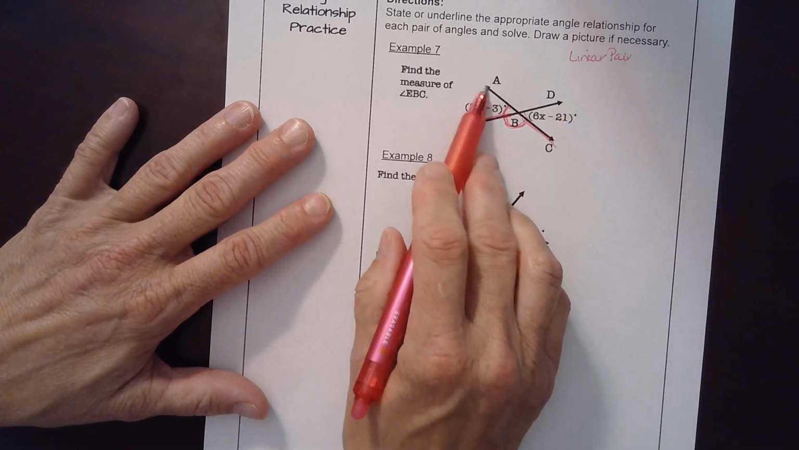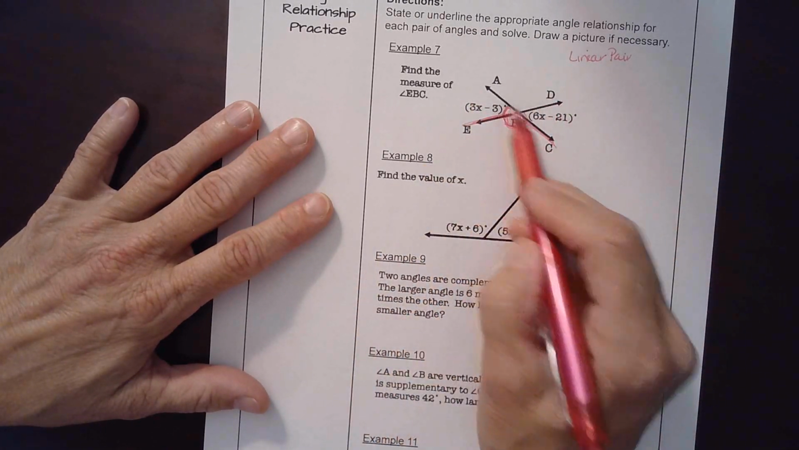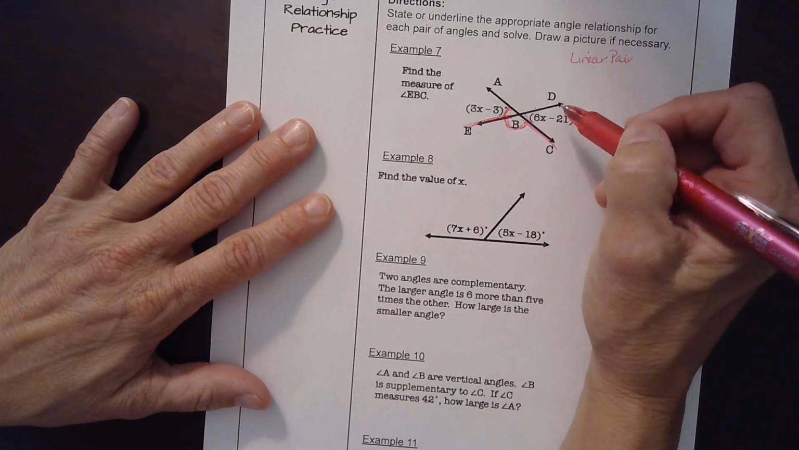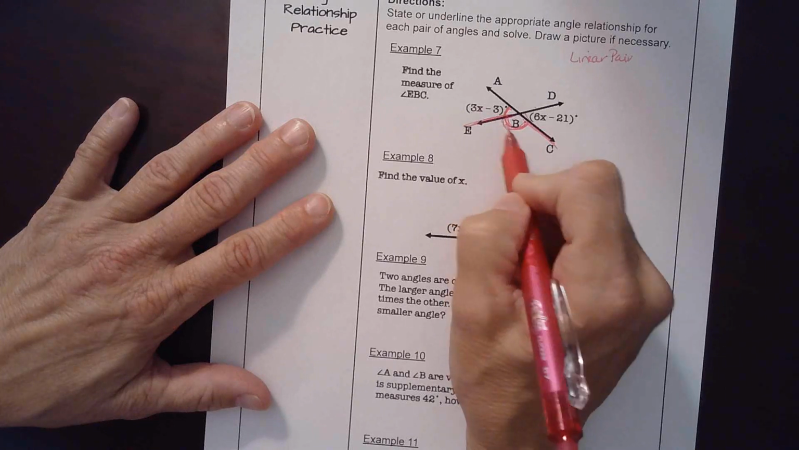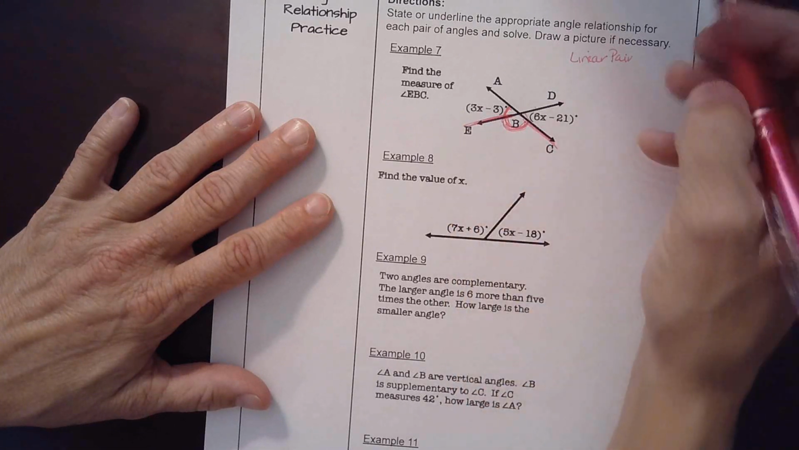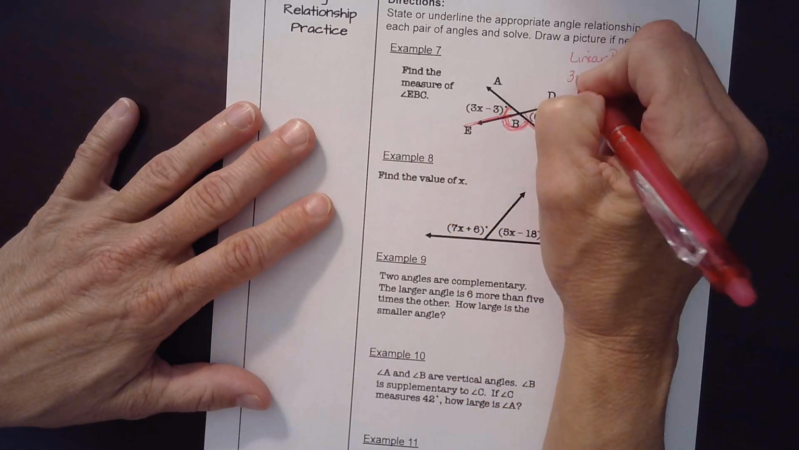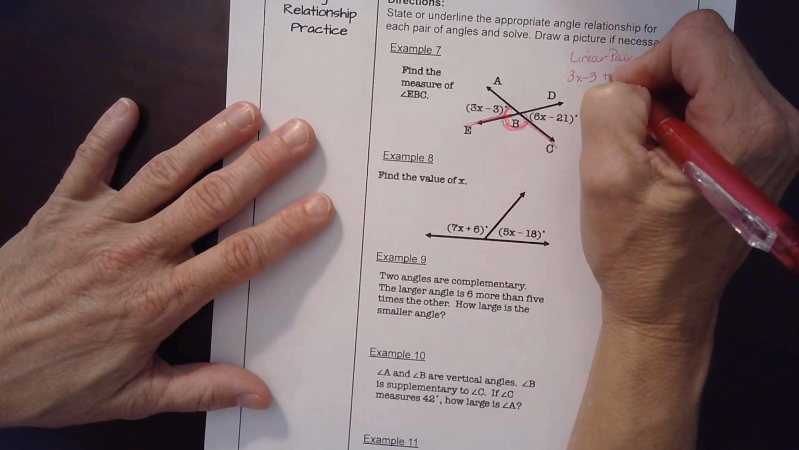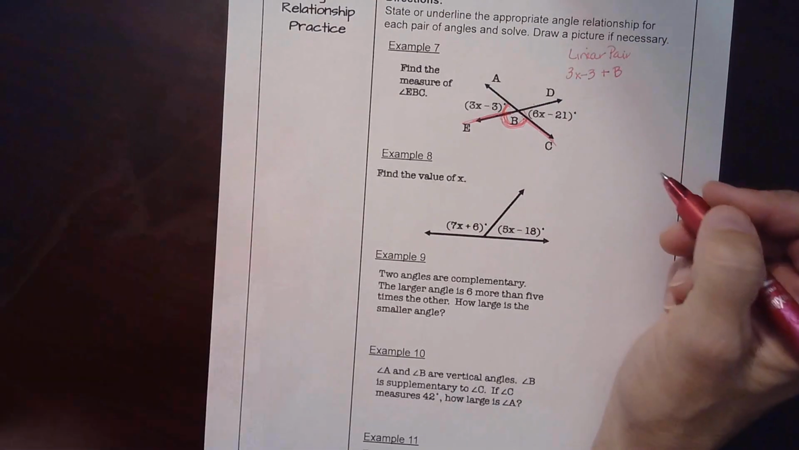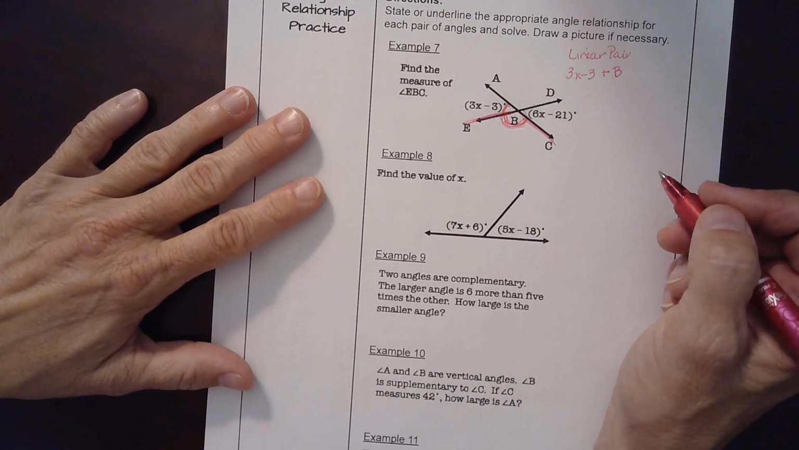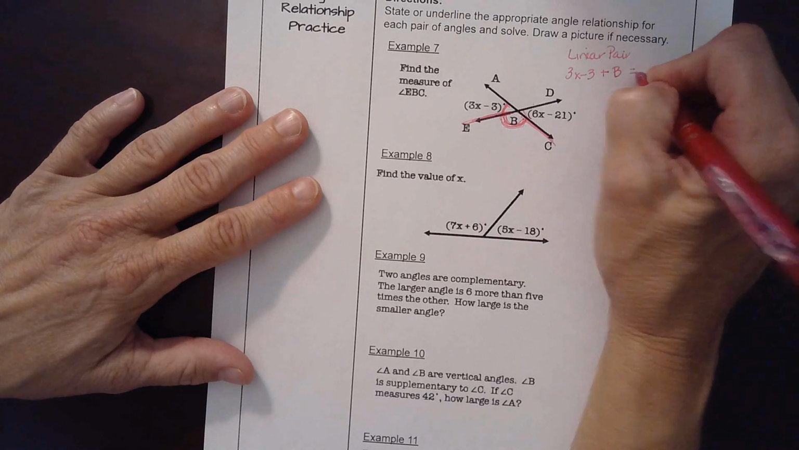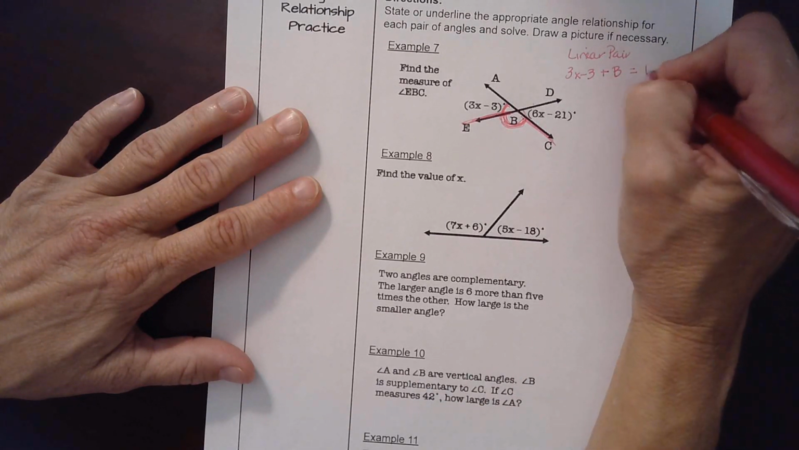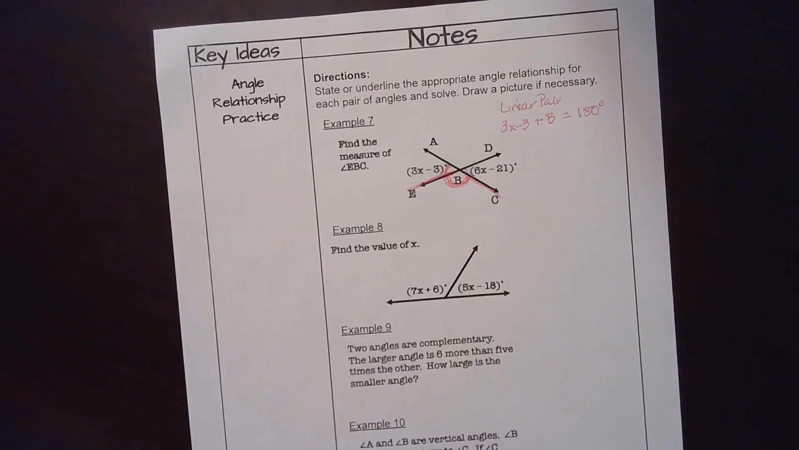Now, how do I know that this is a straight angle? It's because these two lines are intersecting. So I can find the measure of angle B by taking 3x minus 3, adding this angle B, and setting it equal to 180. Now, hold on just a minute.